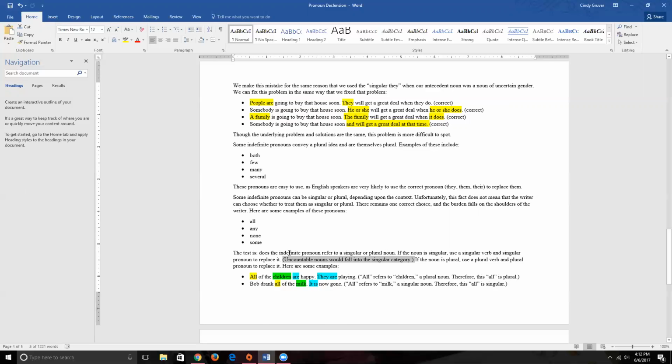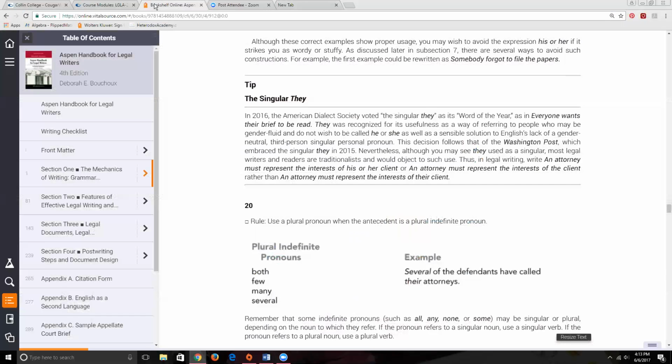So many times, how you know whether you use a plural verb or a singular verb, if these words are your subject, is to see whether the referent noun is plural or not. And many times when it's not plural, it's going to be uncountable. But that's not all of the examples. Let me show you one from the textbook.